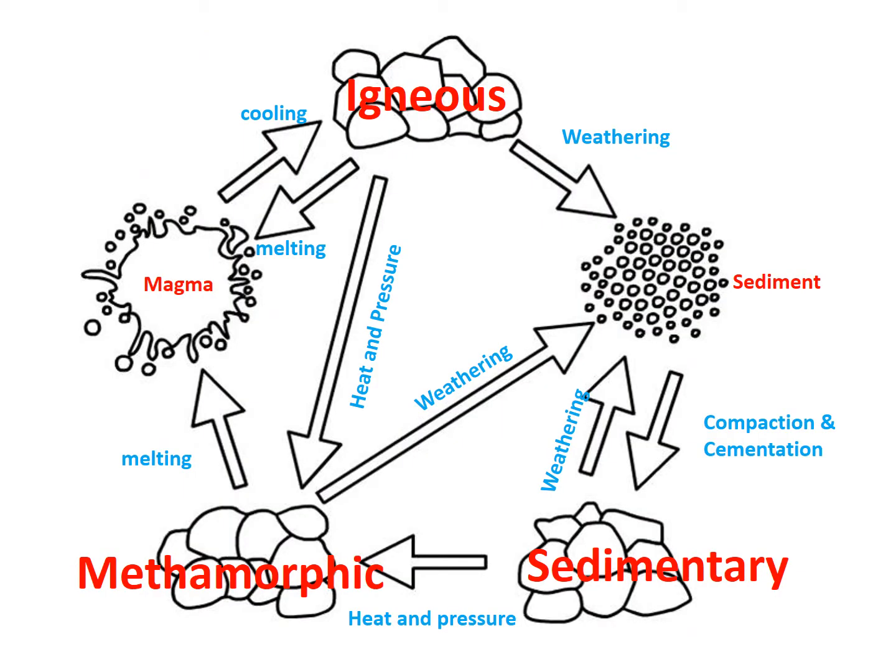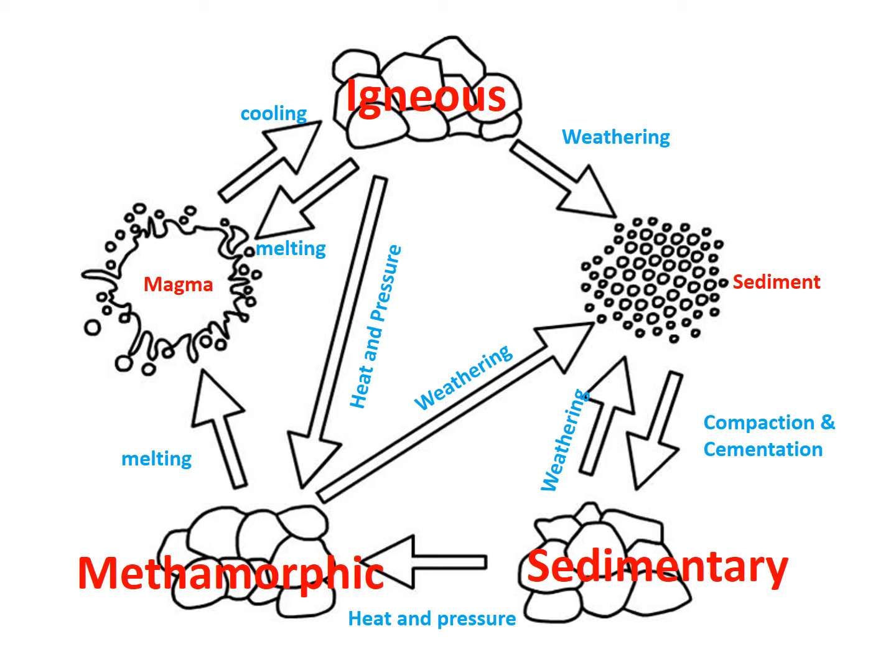Here you have the rock cycle. In red, I put the main different things that it creates, and in blue, I put the processes that form those different types of rock or sediment or magma. So everything that is pointing at sediment, notice how it says weathering, right? So in order to make sediment, I have to weather. That means I'm breaking apart.